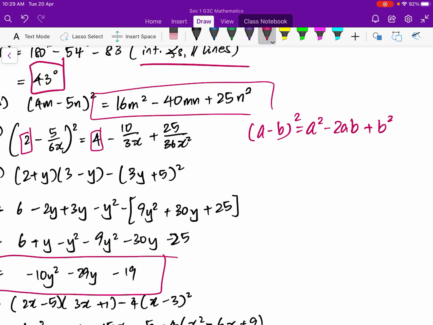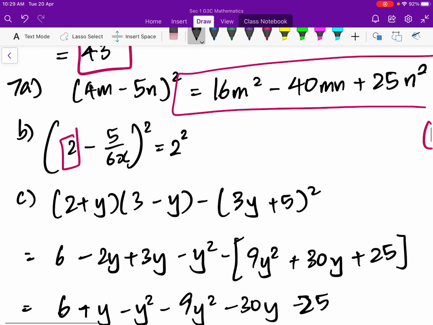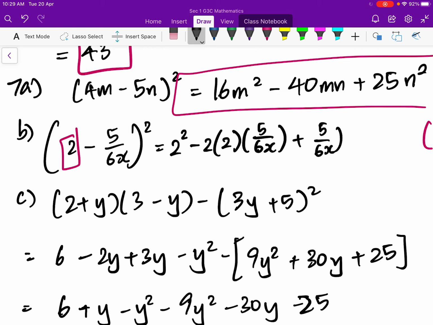Now we have to subtract 2 times of, let me put this aside and I do it for you here. It's 10. Okay, A squared, so 2 squared, minus 2 times A times B. What is our B value? 5 over 6x. A squared minus 2AB plus B squared. What is our B again? It is 5 over 6x. And I need to square it.